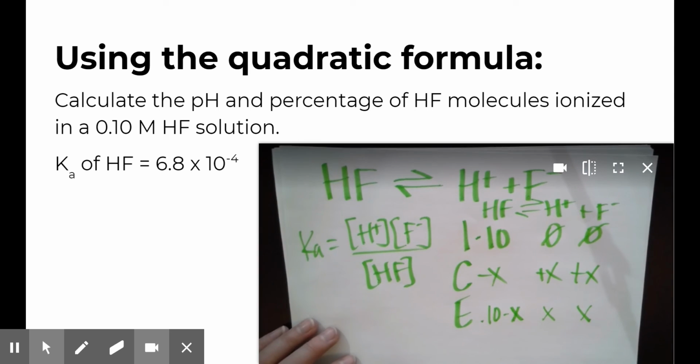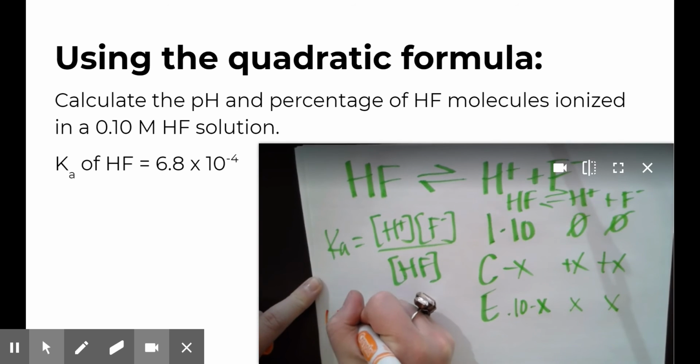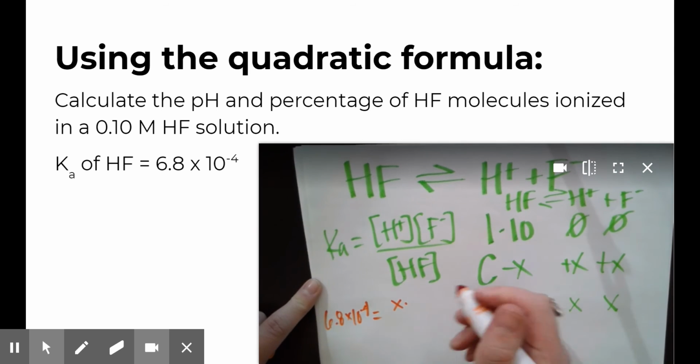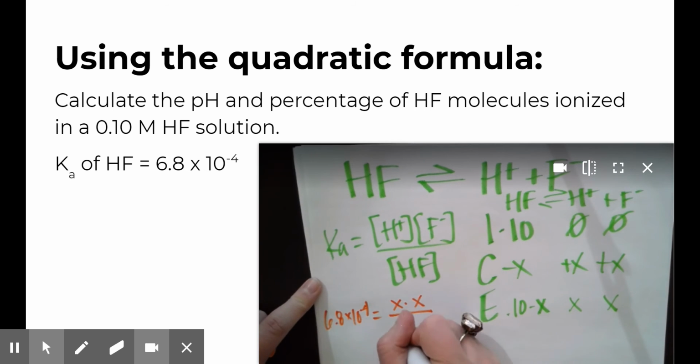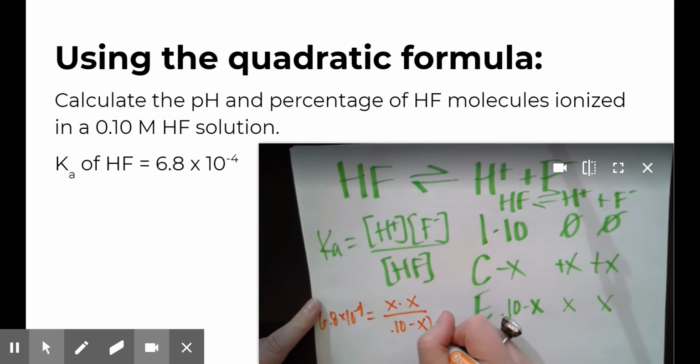So when we go to plug everything back in, okay, Ka is 6.8 times 10 to the negative 4. And that's going to be equal to hydrogen ion concentration, which is x, multiplied by fluoride concentration, which is also x, all over 0.10. Now, can we ignore the x? So this is 10 to the negative 1. This is 10 to the negative 4. That's 3 powers of 10 away. We can't ignore it. It's too much of a difference. It affects it. So we need to write minus x in here.